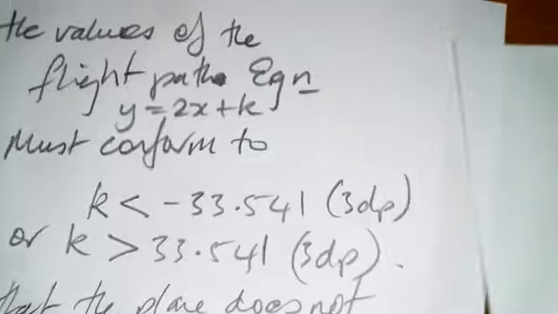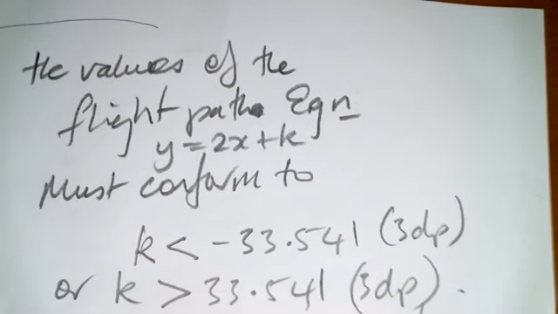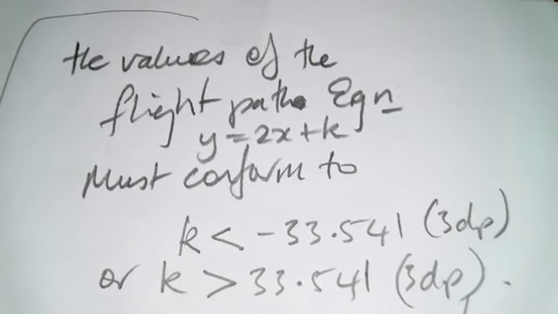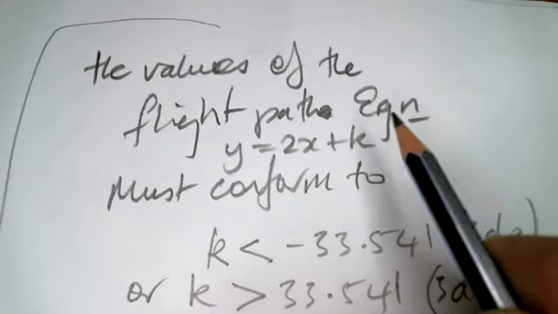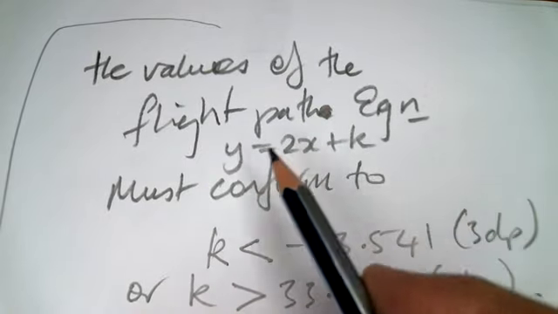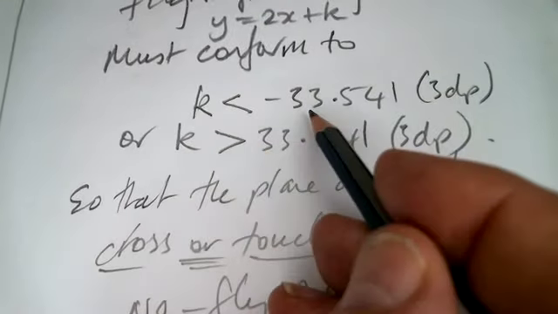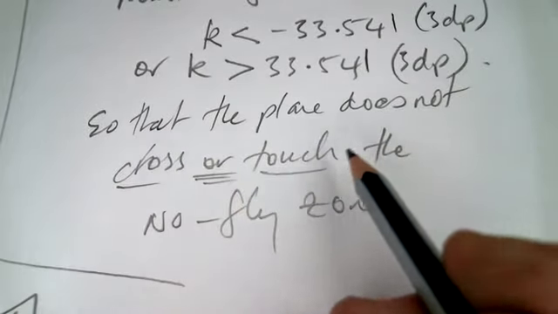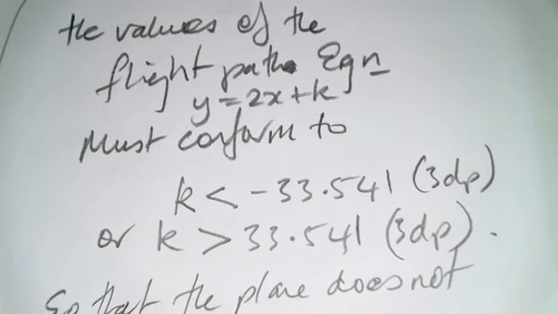So what I would say, and I just want to clarify this, because we're running out of time and rather than make a whole new video, because I've got so many questions to answer, I would say the values of the flight path equation, the equation blah, must conform to k is going to be less than that, or k is going to be greater than that, so the plane does not cross or touch the no-fly zone.